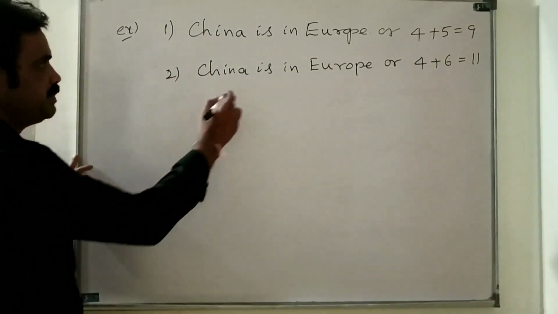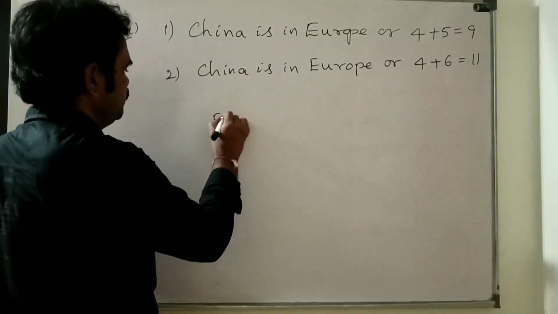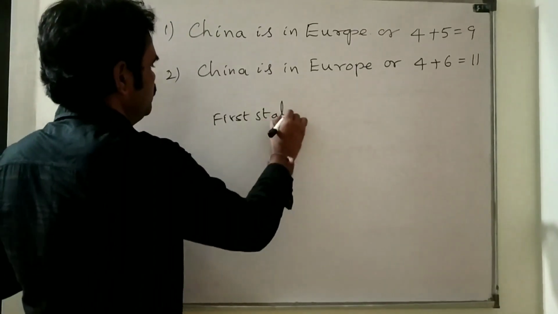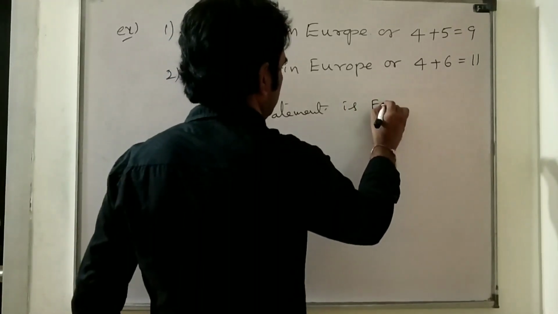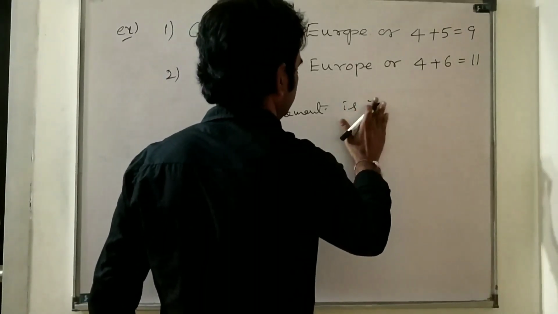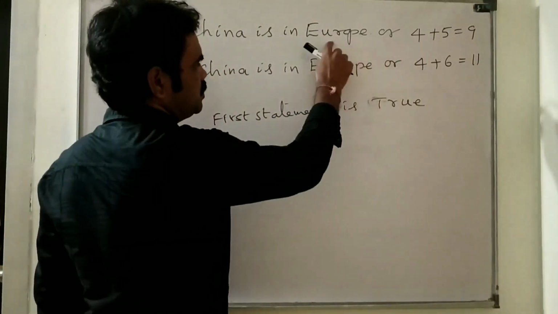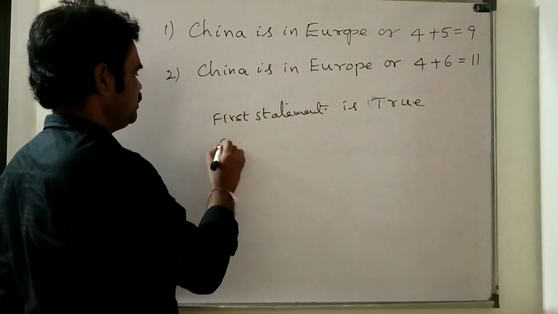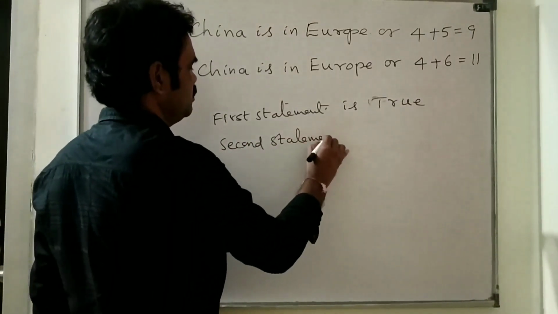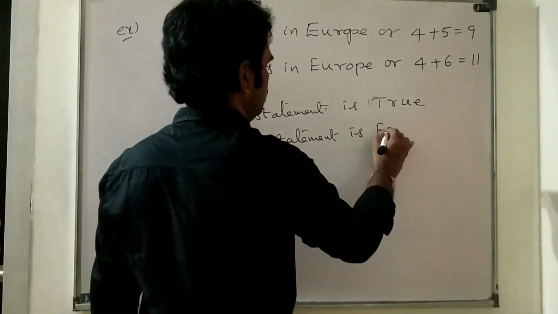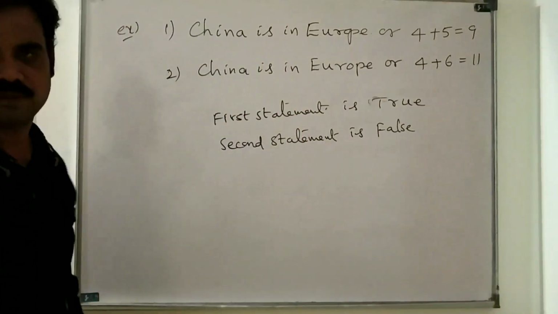Okay. First statement is true, since one of these two statements is true. The second statement is false, since both the statements are false and hence the disjunction is false.